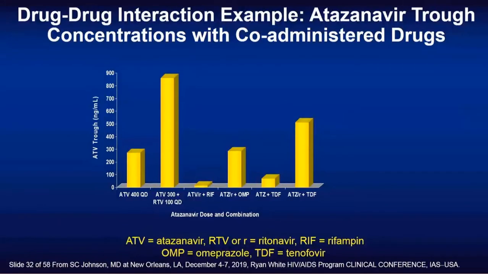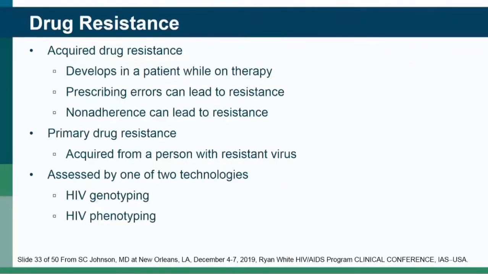But then somebody prescribes rifampin, and despite the boosting of ritonavir, now the trough level plummets. And if you add omeprazole, you also reduce the trough levels. Tenofovir actually reduces unboosted atazanavir, and you overcome that at least partially with boosting. So just an example with one drug of how concomitant drugs can interfere with the success of therapy. So when you initiate therapy, it's important to look at the concomitant medications.